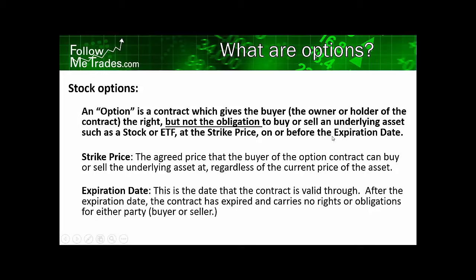So option contracts have expiration dates. They don't last forever. So strike price, that's the agreed price at which the buyer of the contract can buy or sell the underlying stock or ETF, regardless of the current price. And we'll show some examples. The expiration date, that's the date it's valid through. After that, it's expired. It has no rights or obligations. Okay?